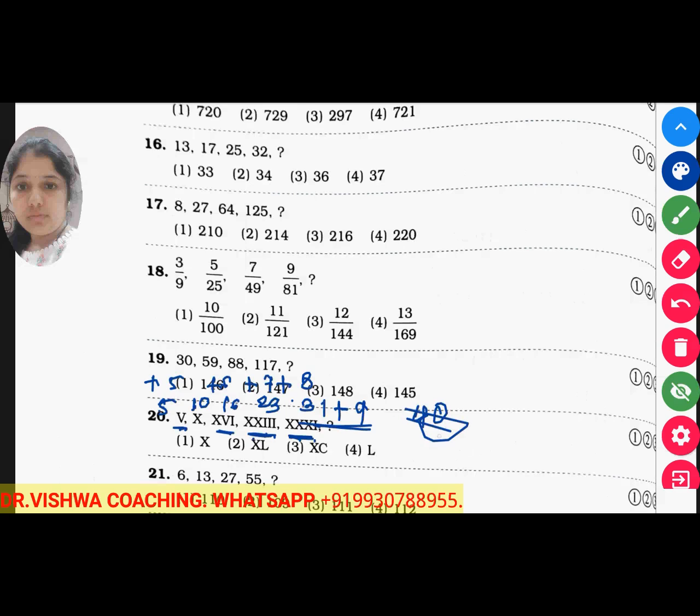So it becomes 40. Now how to write 40 in Roman numerals? So XL is the correct method of writing 40 in Roman numerals, where L stands for 50 and X stands for 10. So when we write the X at the left of any number, we subtract it from that number. So 50 minus 10 gives us the answer as 40. So XL is the correct answer here.